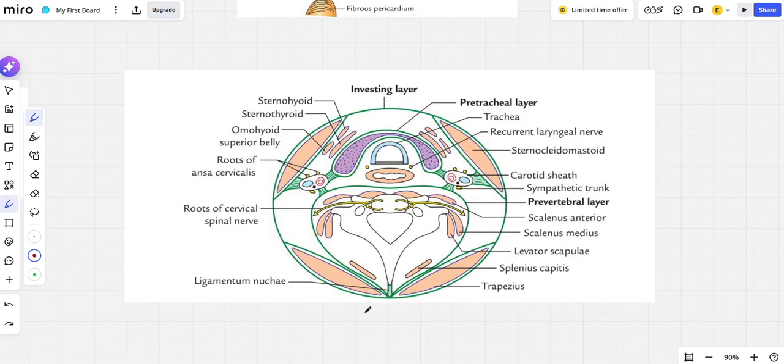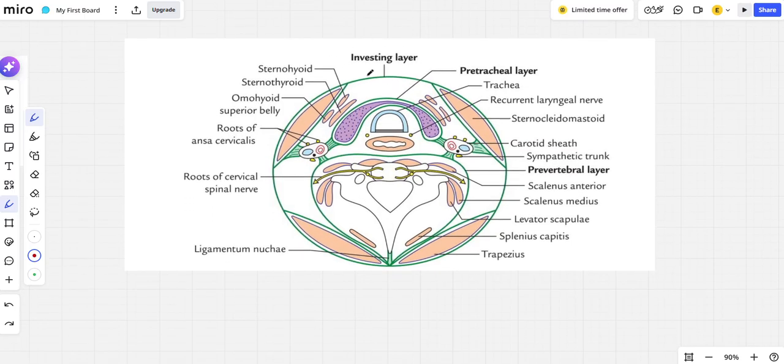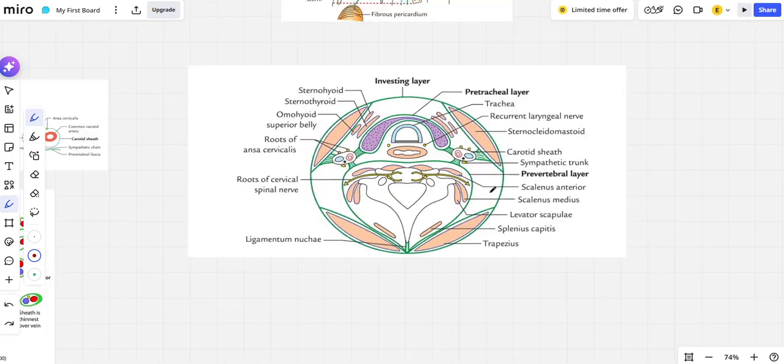Okay. So if I talk to you about the investing layer, where is the investing layer attached, right? Superiorly, it's attached to the mandible, mastoid process, and the superior nuchal line. And inferiorly, it's attached to the clavicle, the sternum, the acromion, and spine of the scapula.